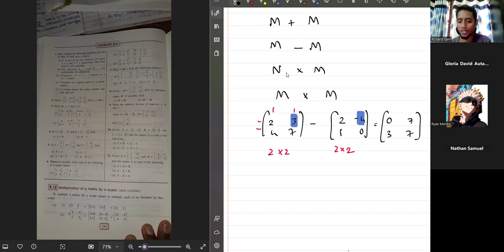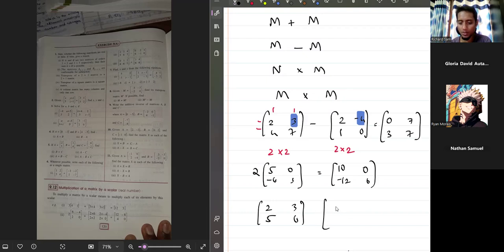Next, number into matrix. So it's a single number like 2 multiplied with the matrix 5, 0, minus 6, 3. So you'll multiply this 2 with everything. It's like brackets, right? So 2 5s are 10, 0, minus 12, 6. Okay, that's easy. Next, matrix into matrix. 2, 3, 5, 6 multiplied by 7, 3, 2, 6, 4, minus 5.